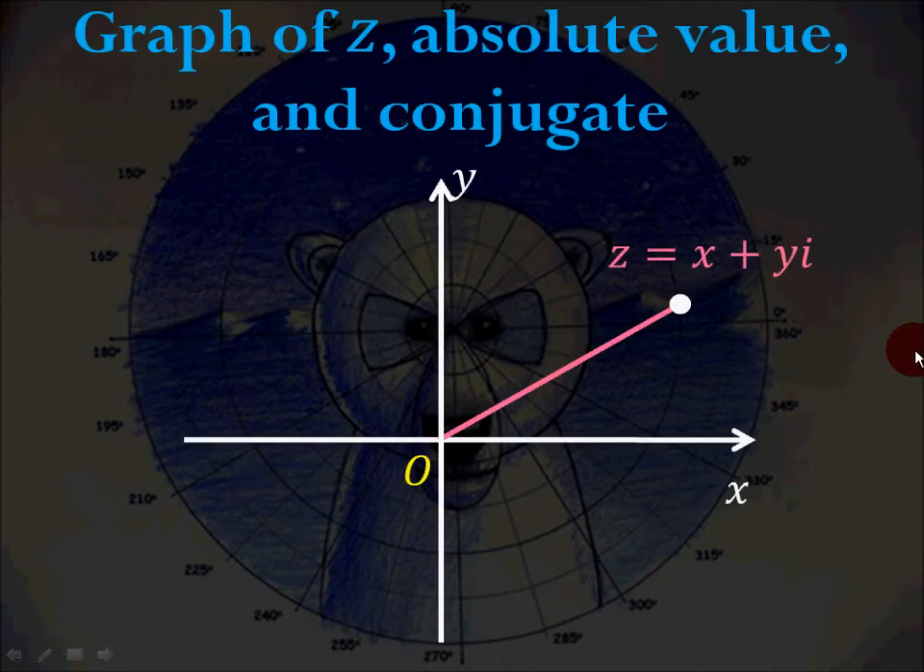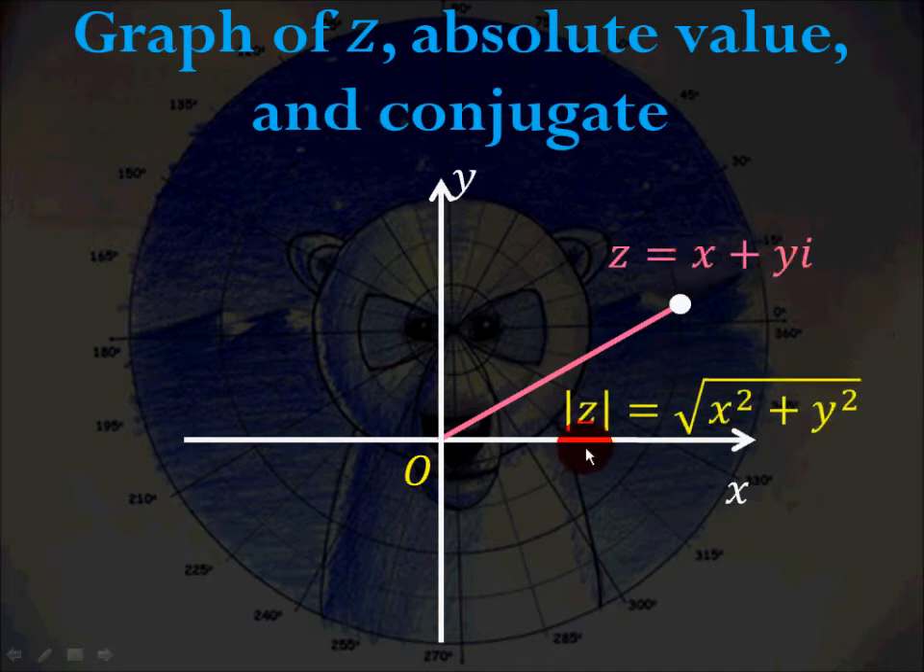So the graph of z. The graph of z is basically like plotting any ordered pair. You're going to plot x comma y in the coordinate plane. Remember, the distance or the magnitude of z, they call it the magnitude, is the distance from the origin to this point, and it's represented by the absolute value of z, which is the square root of x squared plus y squared. You're basically doing a Pythagorean theorem to get the distance.